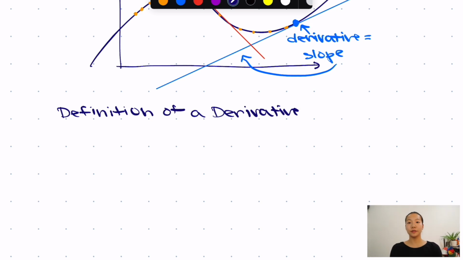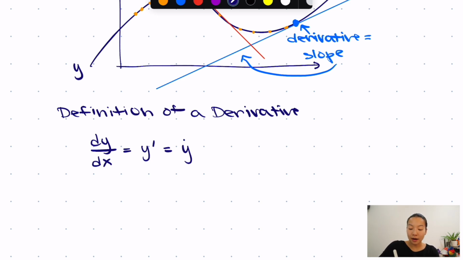And in this definition of a derivative, basically what this is saying is, if this function is function y, then we have dy over dx. That's one way to say, hey, this is the derivative of y. Or you could call this equal to y prime. That little tick is another way to do it. Or you could even have a little dot above your y, and that would be the first derivative. We'll talk about that later. That'll also mean the derivative.